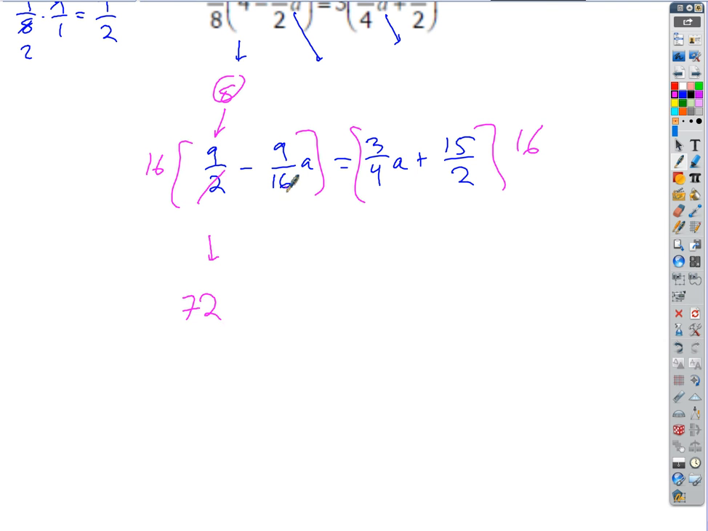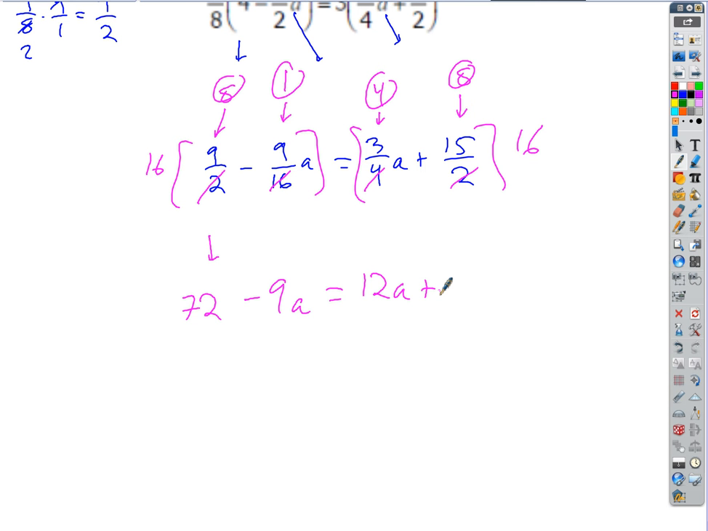16 over 16, 1. Times 9 is 9, and I've got an A there, right? 16 over 4. That reduced to 4, good. So I get a 4 times 3A, what's that? 12A. And then 16 over 2, 8. 8 times 15. Now let's think about the mental math part of it. If you're multiplying by 15, that's hard to do in one step. What could you do instead?